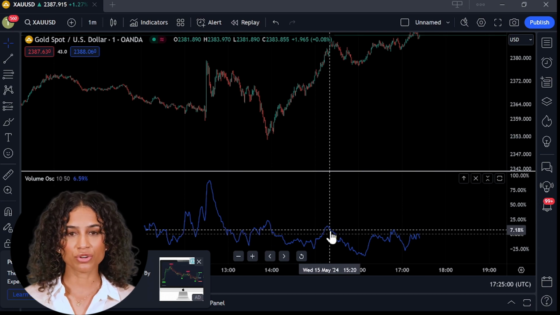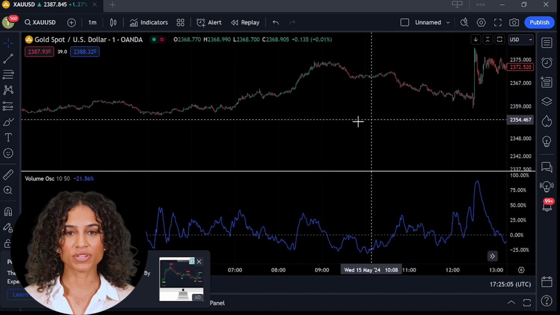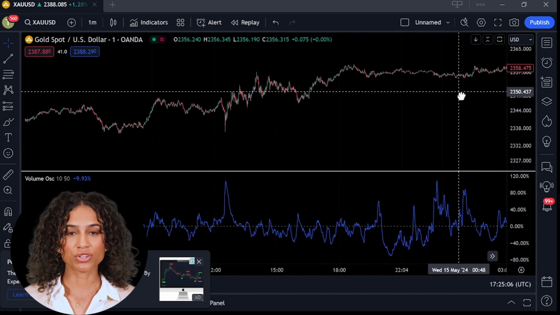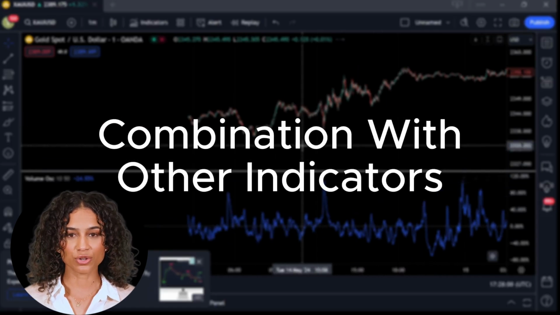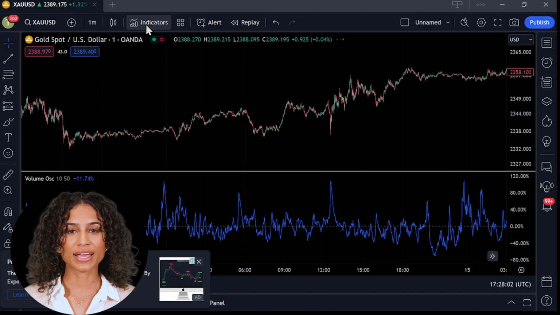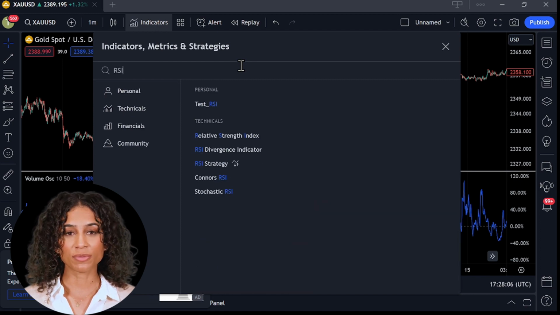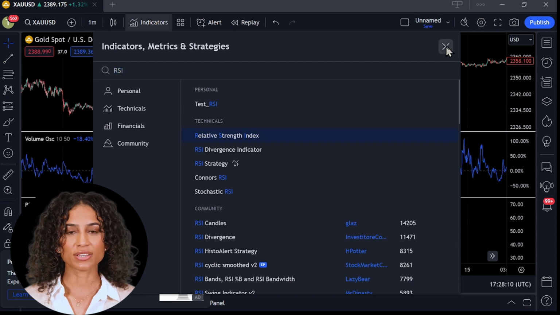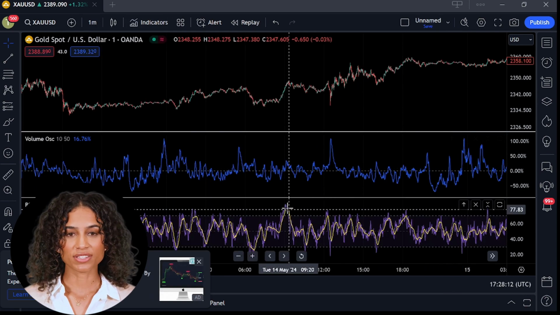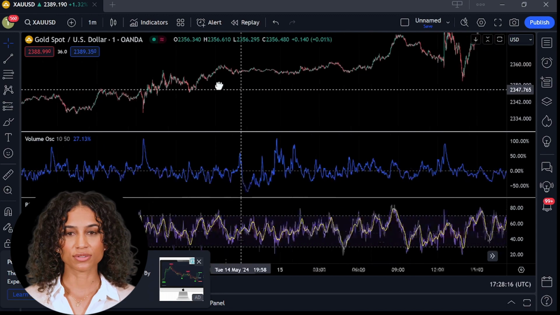Watch for zero-line crossovers. When the volume oscillator crosses above zero, it signals a potential uptrend, and a cross below zero indicates a potential downtrend. Combining volume oscillator with other indicators. Enhance your strategy by combining the volume oscillator with other indicators like moving averages, Bollinger Bands, or the Relative Strength Index, RSI. This provides a comprehensive market analysis, reinforcing buy or sell signals.